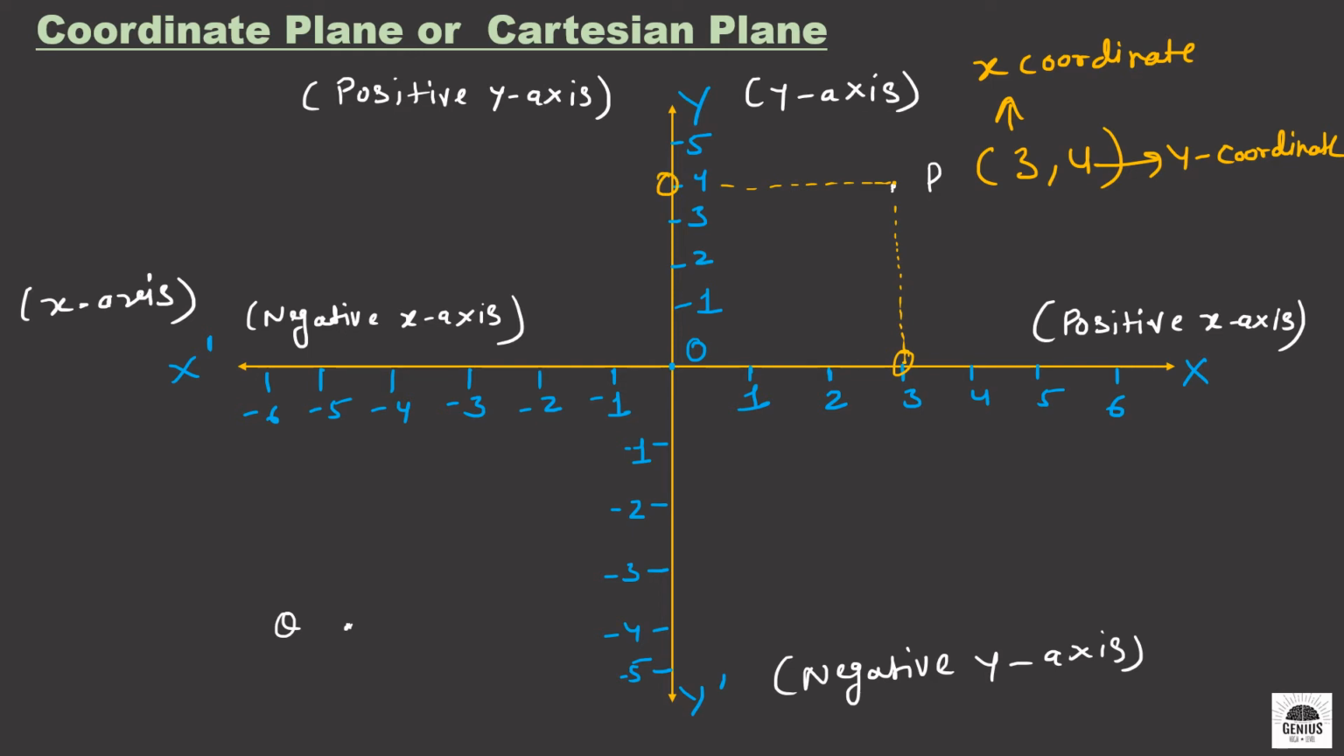Now for Q, we will make a perpendicular line toward the x-axis and then toward the y-axis. So the coordinates of point Q are, because we have to write first the x coordinate, the x coordinate is minus 5 and the y coordinate is minus 4. So minus 5 comma minus 4.